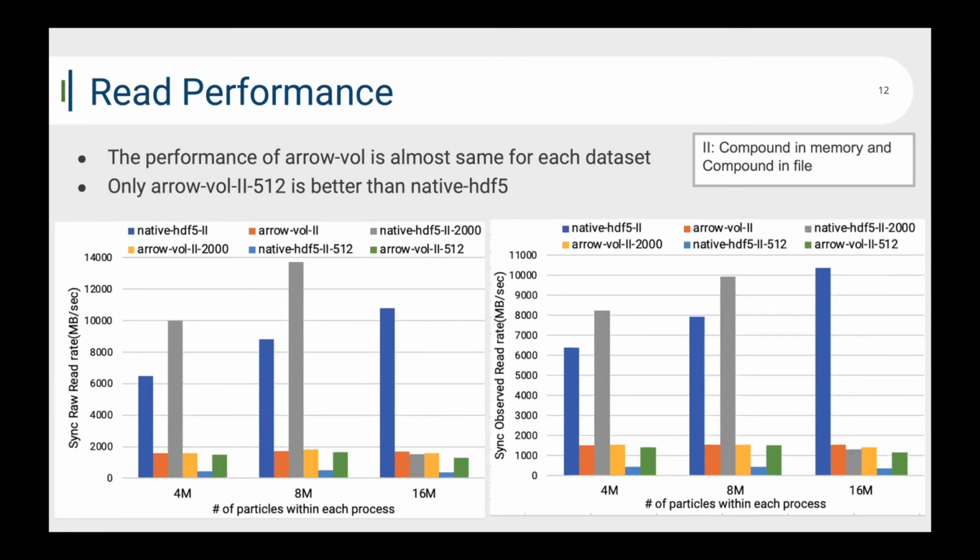The first possible reason is that Arrow needs to convert the column-wise data into row-wise when reading the data. This will add a lot of overhead. The second possible reason is that native HDF5 may have some optimization when reading the data.